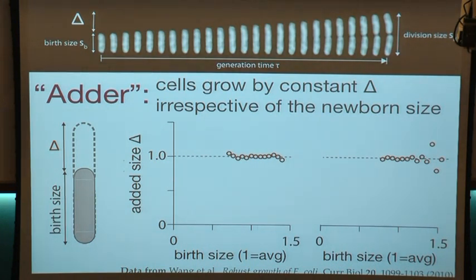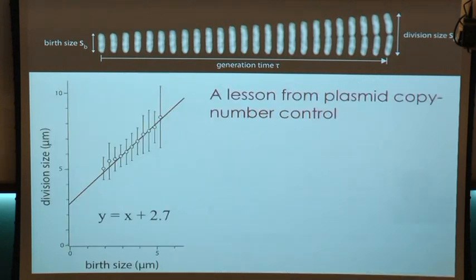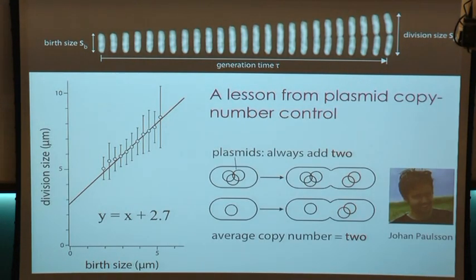So we coined the adder. In cell size control models, there are 2 major paradigms. One is the sizer, which says that a new round of the cell cycle is triggered when the cell reaches some critical size. For example, a critical division size, and the cell divides. But this correlation immediately tells us the sizer cannot be true, because the division size depends on the birth size. If you are born large, you also divide large.